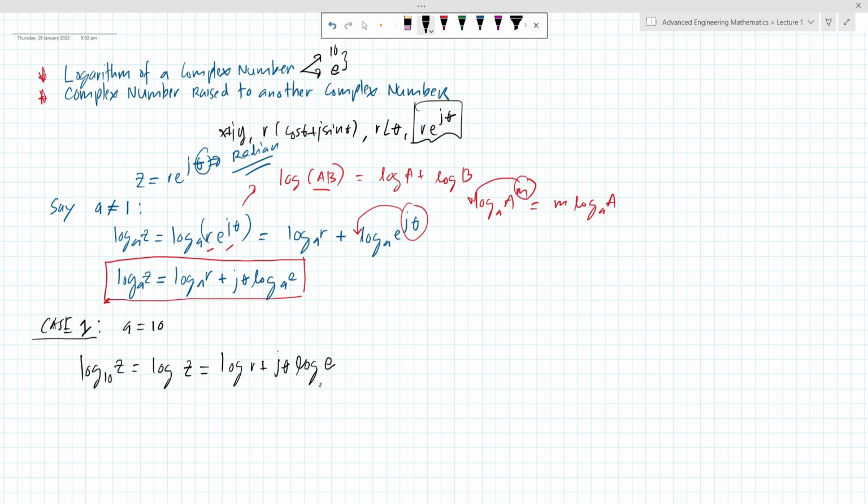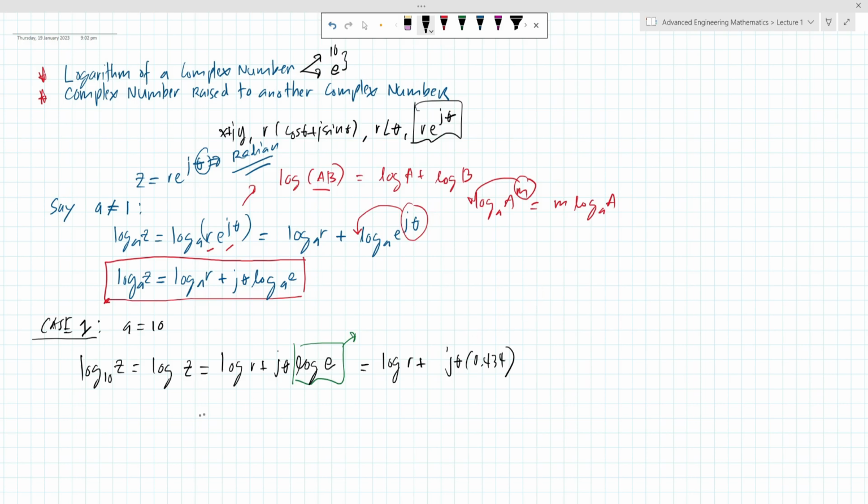You can calculate the value of this, and you can find out that it is equal to 0.434. So it is also equal to log of r plus j theta times 0.434. By the way, I will not require you to memorize this one, so that you know how to get the log of a complex number from time to time.